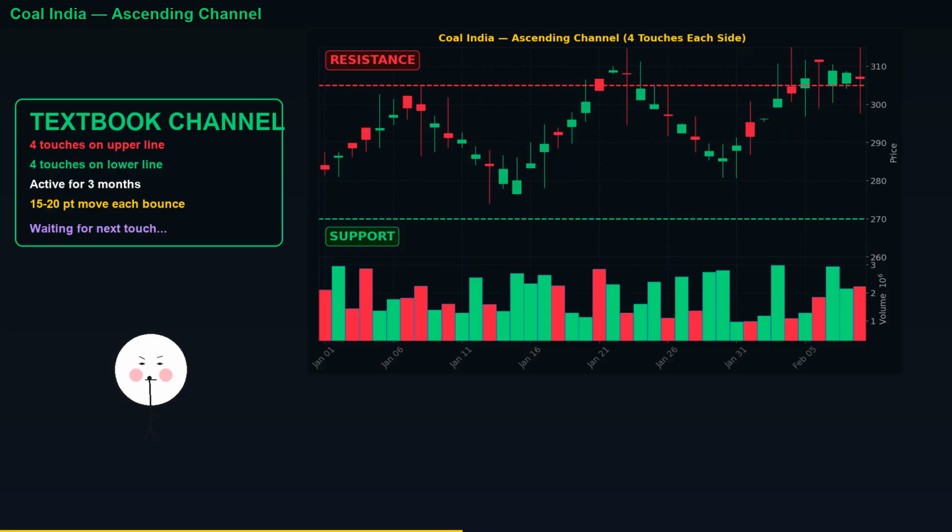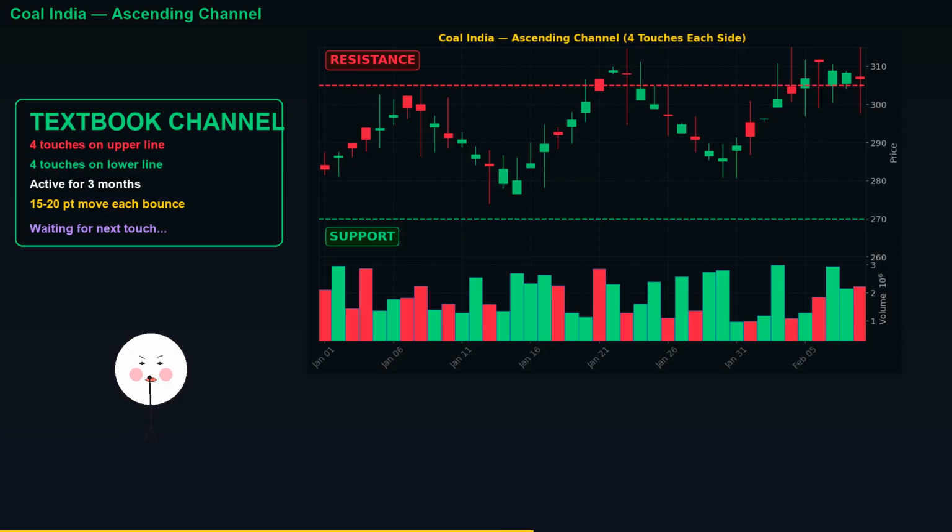Coal India. 280 rupees. Rahul draws the channel. Four clear touches on the upper line. Four clear touches on the lower line. Both lines are sloping upward. A textbook ascending channel. The channel has been active for 3 months. Each bounce off the lower line has produced a 15 to 20 rupee move to the upper line.